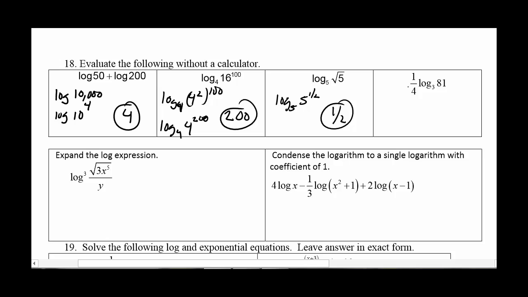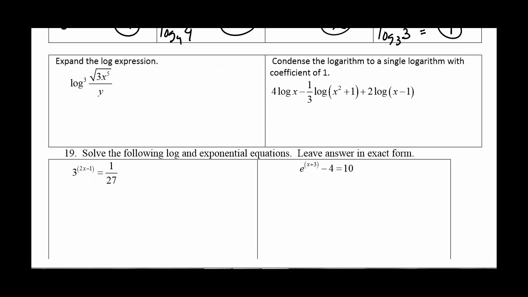All right, 1/4 log base 3 of 81. I'm going to bring up the 1/4 as an exponent. So log base 3 of 81 to the 1/4. So I need some number that I can multiply 4 times in a row to get 81, and that's 3 actually. So the 4th root of 81 is actually 3. And that statement simplifies down to the number 1. It's one of our log properties.